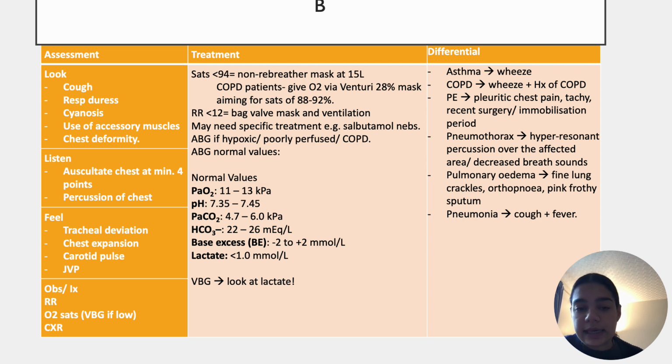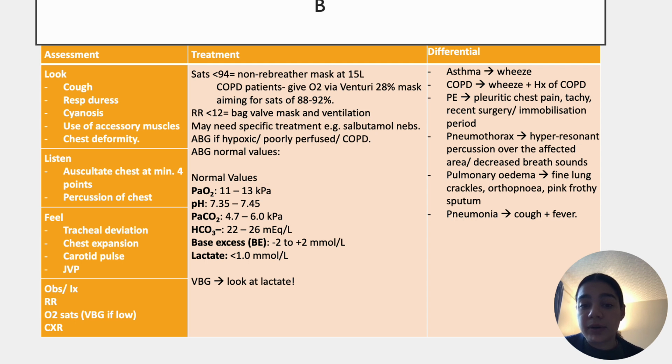So to treat things as we see, if the sats are less than 94%, you want a non-rebreathe mask at 15 litres. For COPD patients, you may want to give them oxygen through a Venturi mask. However, hypoxia kills before hypercapnia does. So if you're unsure if the patient's got COPD and they've got really low saturations, you can just whack them on oxygen as the first port of call if you're unsure. So if the respiratory rate is less than 12, the patient might need a bag valve mask and some ventilation. And you also may need some specific treatments at this point, so salbutamol nebulizers.